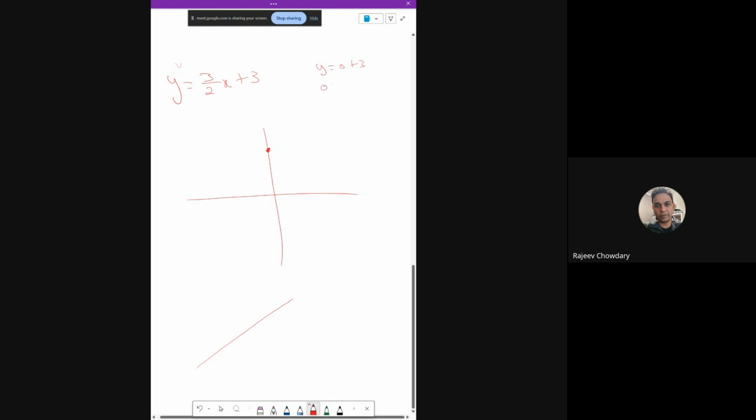When y is equal to 0, that becomes 3/2 x plus 3 is 0. So 3/2 x is equal to -3. X is equal to -2. Do you agree? So it's basically intercepting at -2. So this is how the line is going to be. It's positive, and that's how the line is going to be.